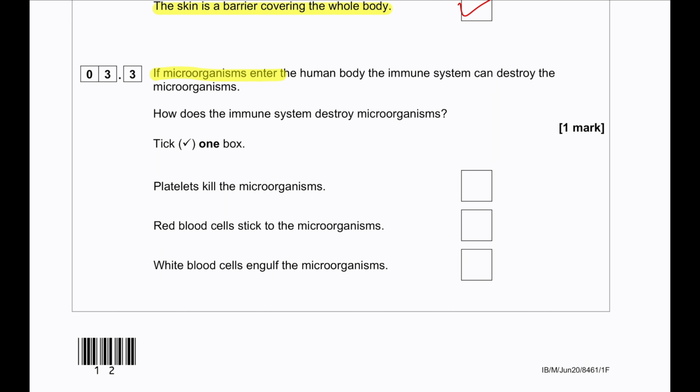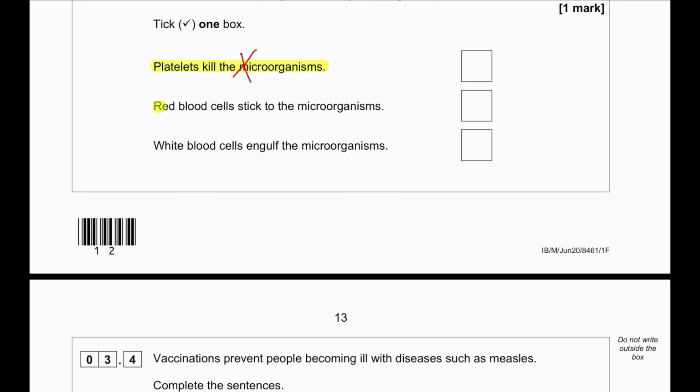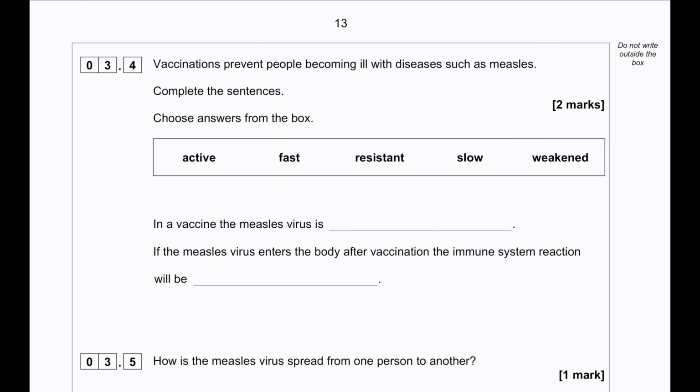If microorganisms enter the human body, the immune system can destroy the microorganism. How does the immune system destroy microorganisms? So the options are platelets kill microorganisms. Platelets are needed for blood clotting, so they cannot kill microorganisms. Red blood cells stick to the microorganism. Red blood cells are responsible for carrying oxygen, so they also cannot kill microorganisms. White blood cells engulf the microorganism, which is correct. White blood cells engulf the microorganism and digest them just like food and kill them in the process. It makes them totally usable in our body as well in the form of food.